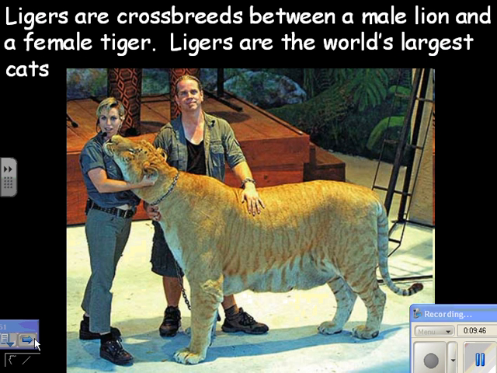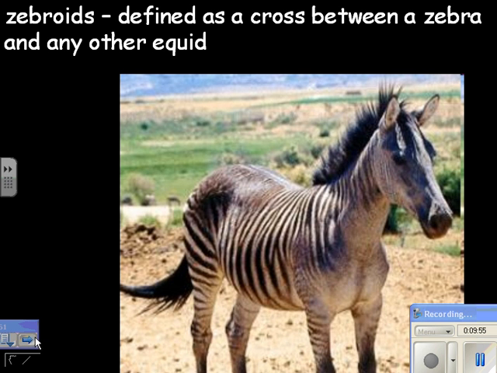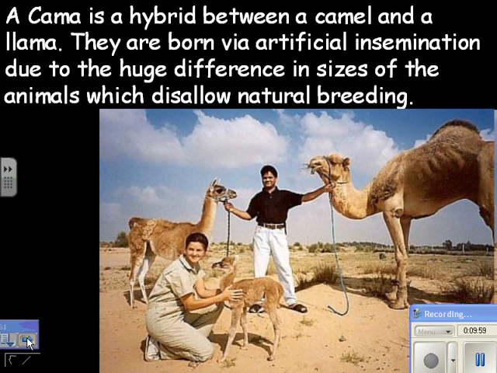Another example is a liger. It's a crossbreed between a male lion and a female tiger. They're the world's largest cats, and I think their fertility is reduced. Zebroid is any cross between a zebra and any other type of horse. A camel, I just put this in because it was cute. This is a hybrid between a camel and a llama, and they're born by artificial insemination because these two can't actually mate in nature. I just put it in because it was super cute.